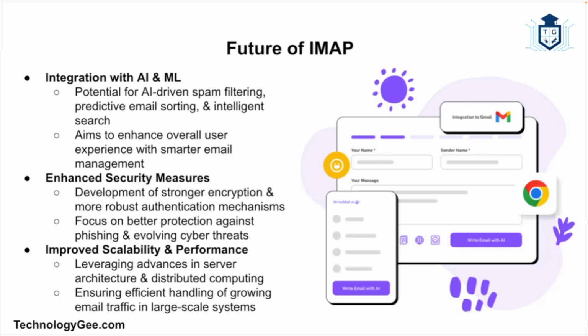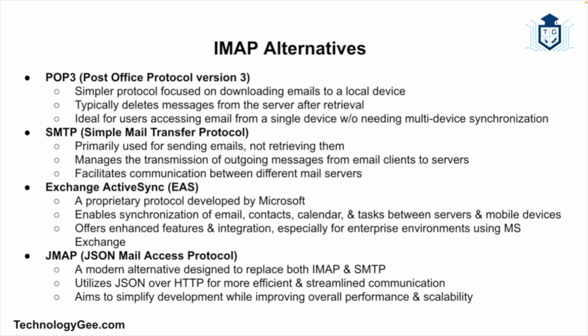And then there's improved scalability and performance. With the growing volume of email traffic, scalability and performance are critical. Advances in server architectures, distributed computing, and efficient data handling techniques will ensure that IMAP remains capable of handling large-scale email systems.